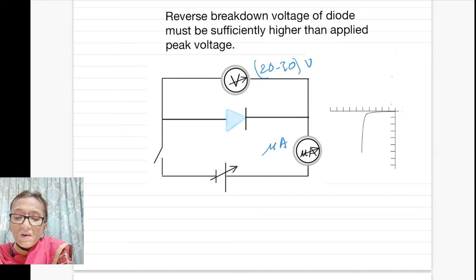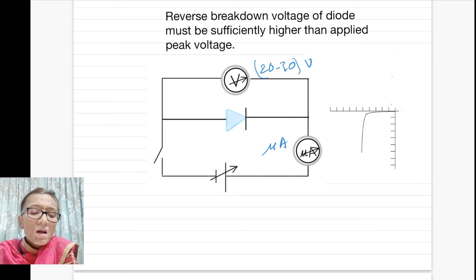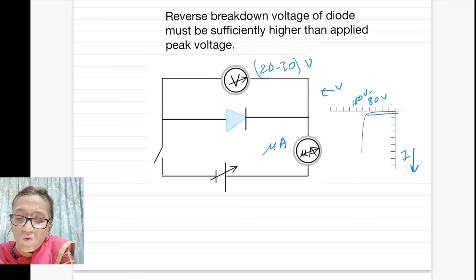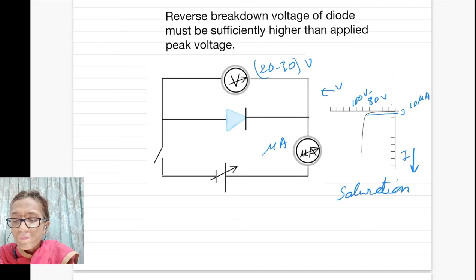And this current is very small, you can see, and its value is quite small up to 80 volt, up to 100 volt of voltage application. You can see how small this current is. This is your current axis, and this is your voltage axis. So the current you will find this small, only about 10 microampere or so. Very small current. This current is called saturation current.